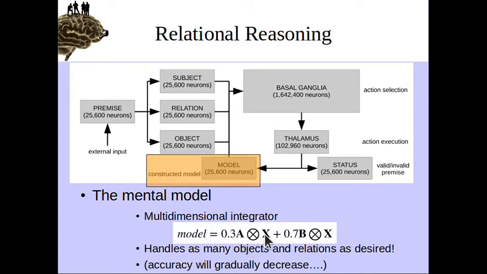So I could take A, convolve it with a randomly generated vector that means X. A convolved with X, and I multiply that by 0.3. That would be one way of representing that there is an A at this particular position on the x-axis, and there's a B at this particular position on the x-axis. Because A and B are different vectors, these sorts of things are just different; they're not going to cancel out or interfere with each other. These are just some vectors in some high-dimensional space. And so this is one way that I could represent an A at this location and a B at some other location.